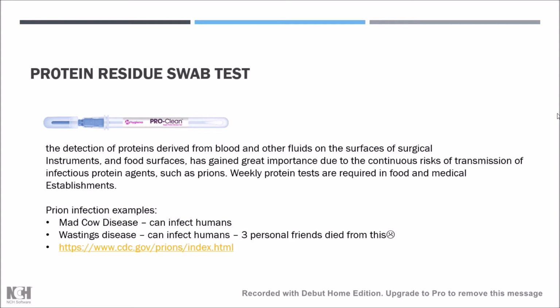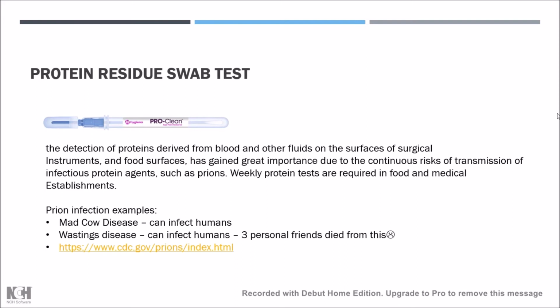These swab tests from this company, I think it's Hygiena, are specifically meant to test surgical equipment for proteins found in blood. Now, why is that so important to test for the proteins found in blood? The reason being is because, one, they're smaller than viruses, at least half the size of a virus. Two, viruses use proteins to bring into host cells to help replicate.